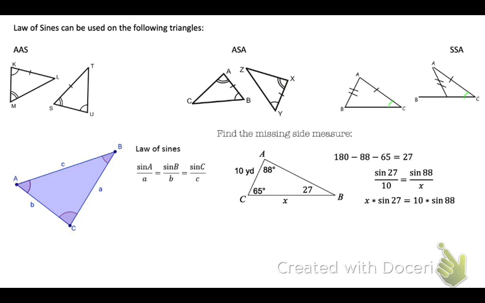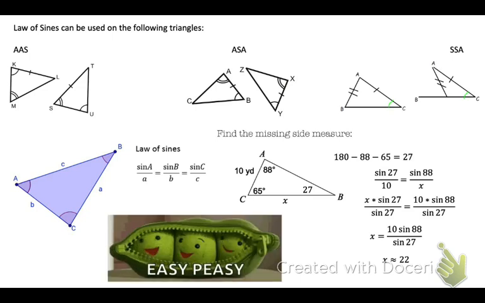Cross multiply, x times sine of 27 equals 10 times sine of 88. Divide by the sine of 27, and we get x equals 10 sine of 88 over sine of 27, which is approximately 22. Cool? Easy peasy.